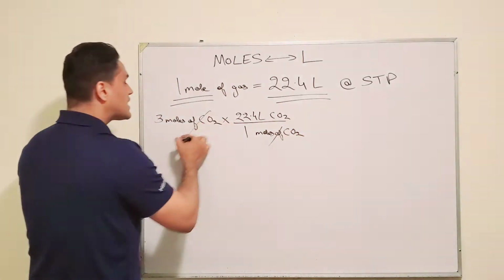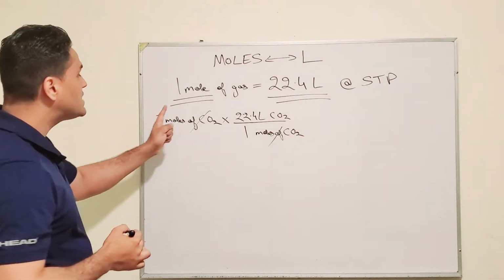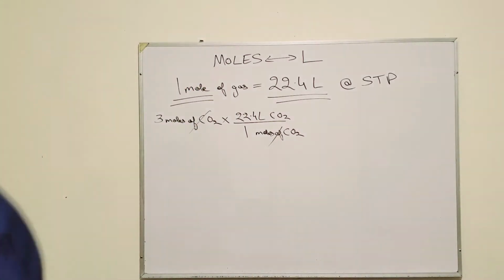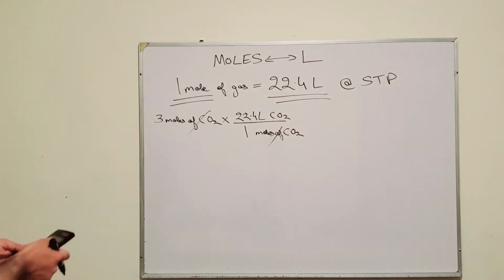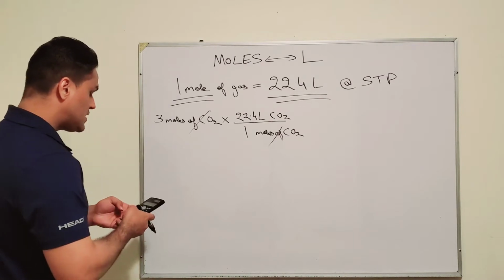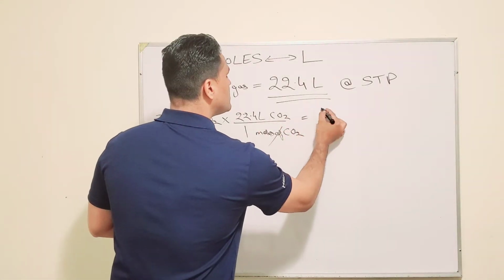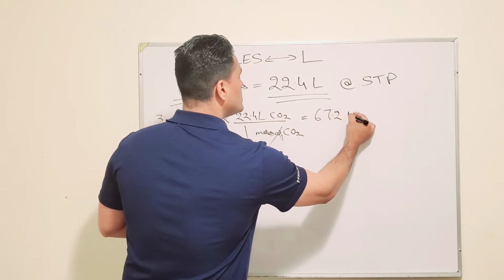Now your moles can cancel and you'll just do 3 times 22.4 and that's going to give you the total volume. Okay, you're going to get your calculator and you're going to do 3 times 22.4, which gives you 67.2 liters of CO2.